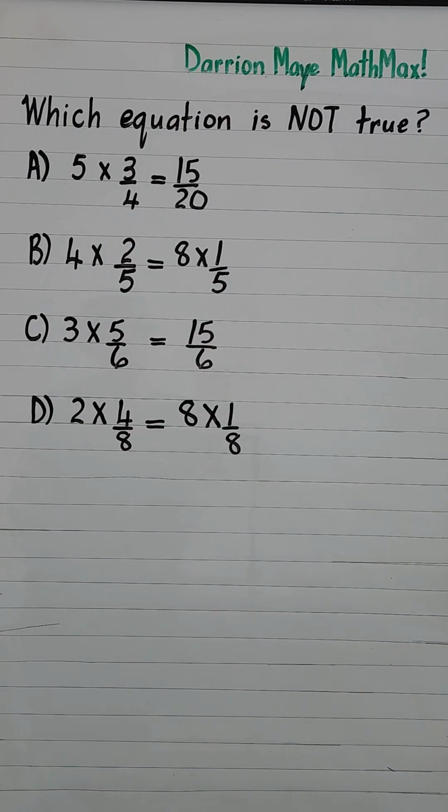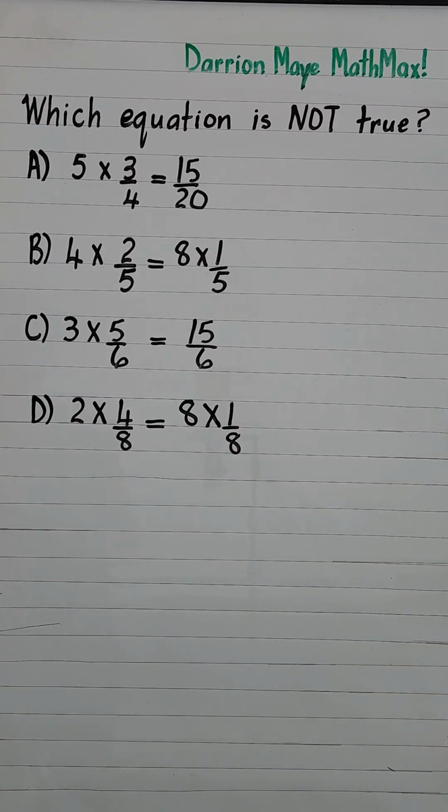Now let's look at another similar example. Which equation is not true? So we're going to simplify these equations, and then we will see which one is not true. So we simplify both sides of the equations and we see which one is not true.